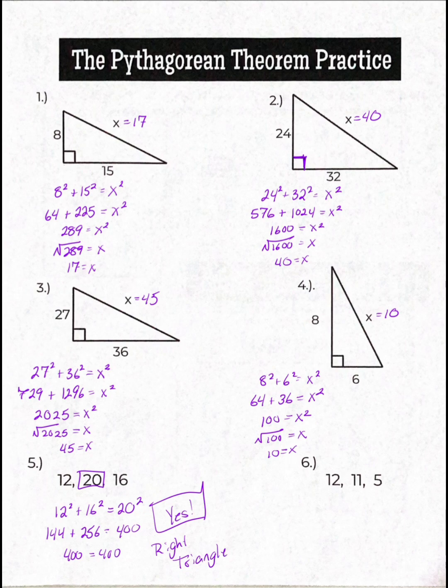Now let's quickly check number 6. Again, biggest number is my hypotenuse. So 5 squared plus 11 squared should equal 12 squared. 5 squared is 25, 11 squared is 121, equals 12 squared, 144. 25 plus 121 is 146. And 146 does not equal 144, so no, this is not a right triangle.